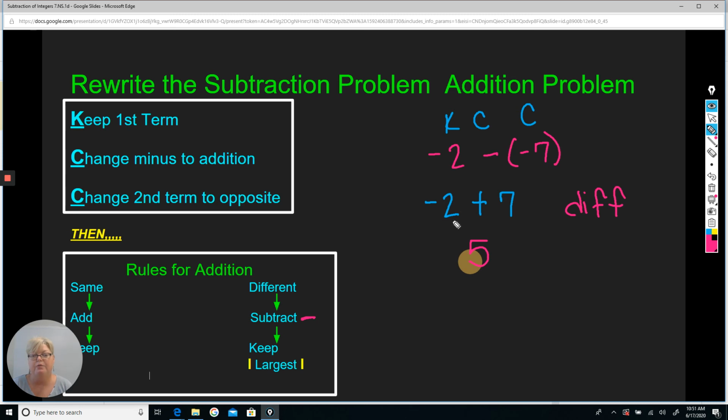And then I have to decide which one has the largest absolute value. Absolute value of negative 2 is 2. The absolute value of 7 is 7. The largest is 7, so I'm going to keep it positive. And that is our lesson for rewriting subtraction problems into addition problems.